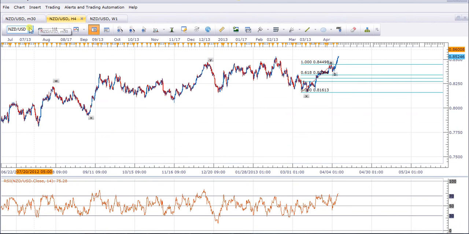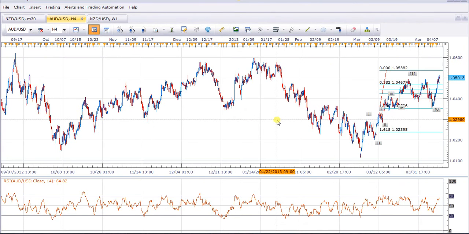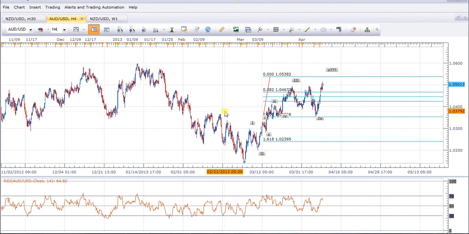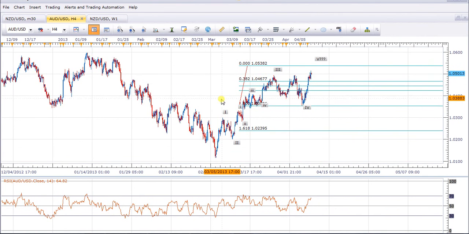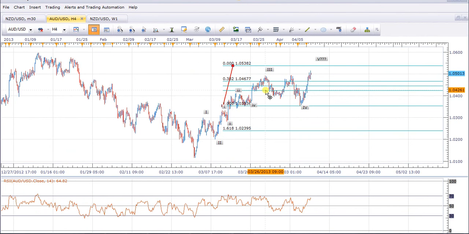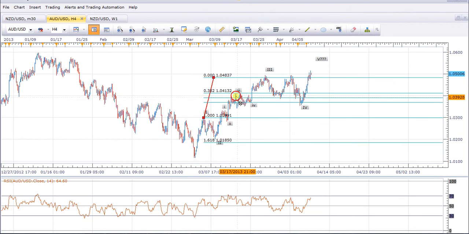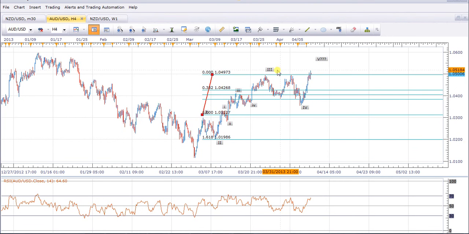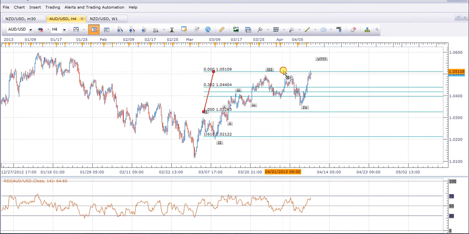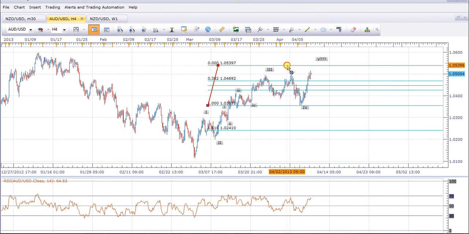Jumping over to the Aussie, on the 4-hour, we are seeing impulses going up. Let's take a closer look at these impulses. We see that wave 2 retraced 50% of wave 1, and then wave 3 is the extended wave. So wave 5 should equal the distance of wave 1, and it should end at about 105.39, about 105.40, call it.